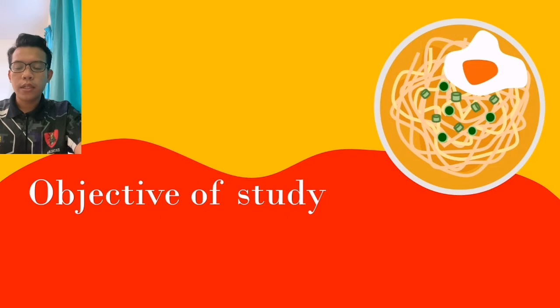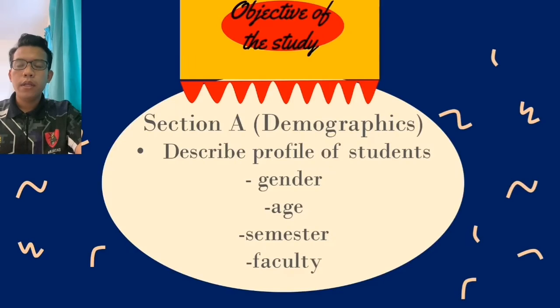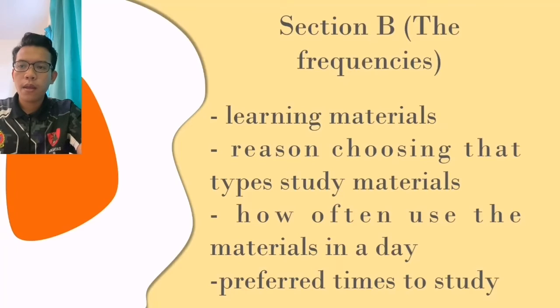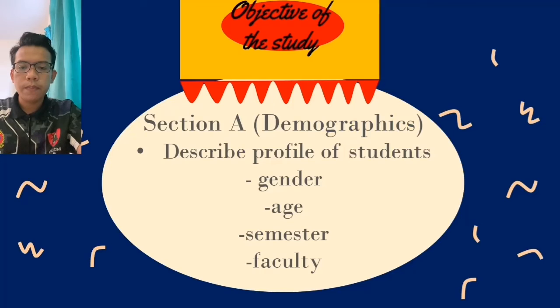Objectives of the study. In this section we have five objectives of the study, and this is our first objective. Section A is demographic, and section B is the frequency. For section A, we need to describe the profile of the students, and in the questionnaire we ask them about their gender, age, semester, and faculty.